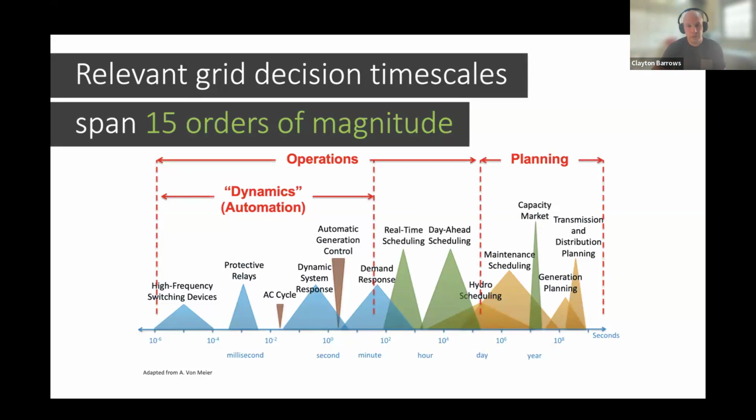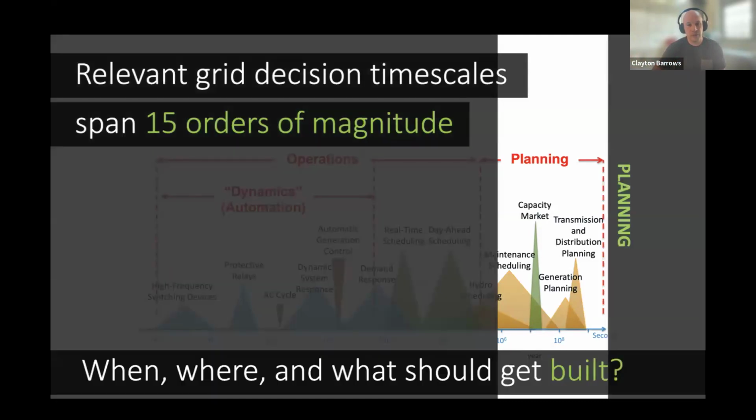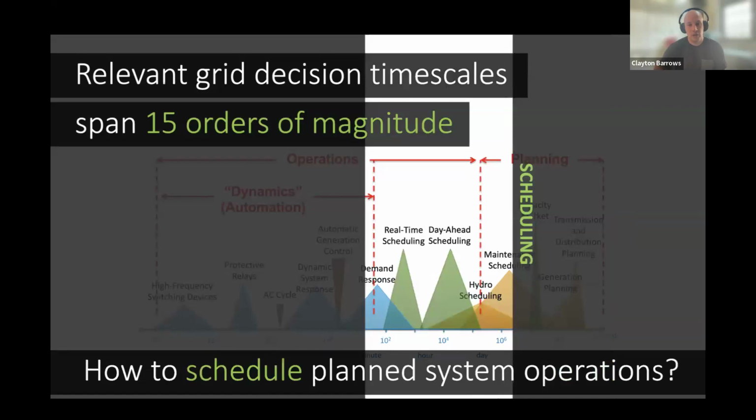When we think about this in terms of modeling and simulating future systems, we can think about it in really three timescales. Starting with the planning timescale, where we're trying to answer questions about when, where, what should get built. And then moving down in time a little bit, we think about the scheduling timescale. Okay, once we have a representation of what might get built, how do we schedule that to maintain reliability? And how do we manage the forecast errors that those assets might face and make sure that under any particular condition, we have enough assets to reliably operate the system?